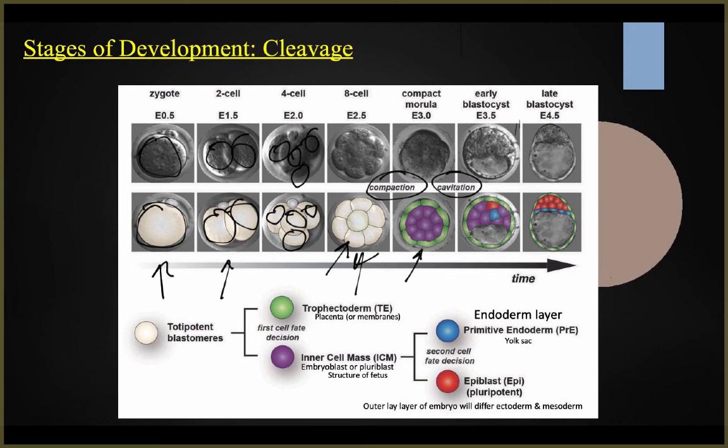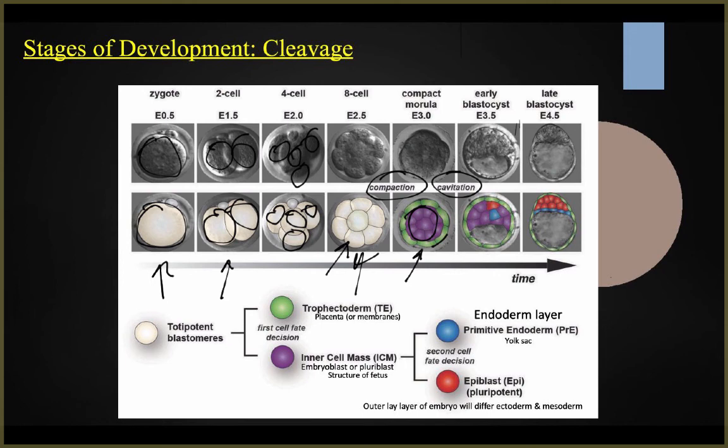So you see the green that's around the outside is the trophectoderm, which essentially will be a membrane or the placenta. And then these inner cells here are going to differentiate into different germ layers. And so they're going to be what are later known as pluripotent cells or embryoblasts, which are structures of the fetus.